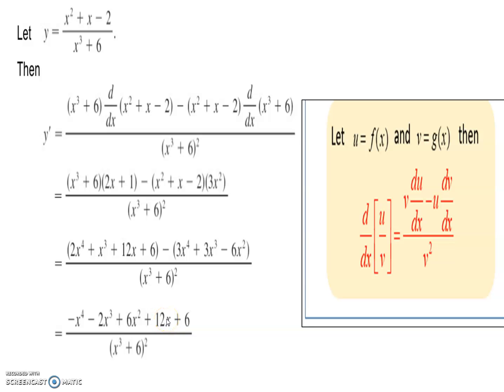Now we have to simplify the remaining terms in this way, by equating the constant and the coefficients of x raised to 4, x cube and x. 2x raised to 4 minus x raised to 4 gives x raised to 4. x cube minus 3x cube minus 2x cube gives minus 4x cube. 12x remains the same. 6x square, minus becomes plus 6x square. And 12x remains the same, upon x cube plus 6 whole bracket square. This is the simplification.